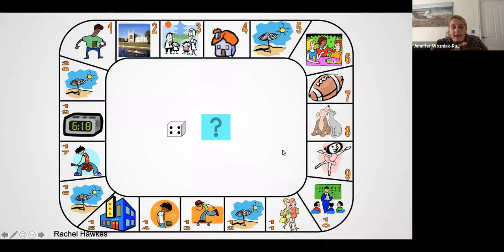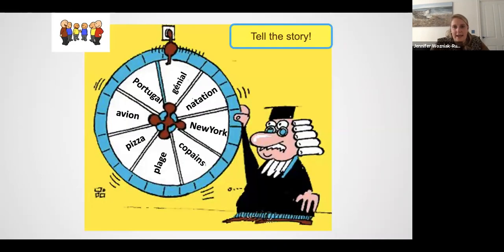So here is also another activity, from Rachel Oakes as well. Here the kids just roll the die, and if they land on number 5, for example, obviously it's the topic of holidays. So I want them to talk about the topic of holidays for a certain amount of time. And so on. So it's just to encourage, obviously, the speaking.